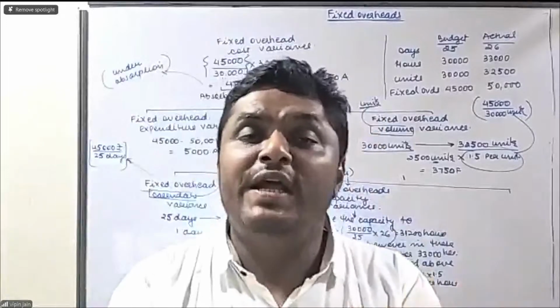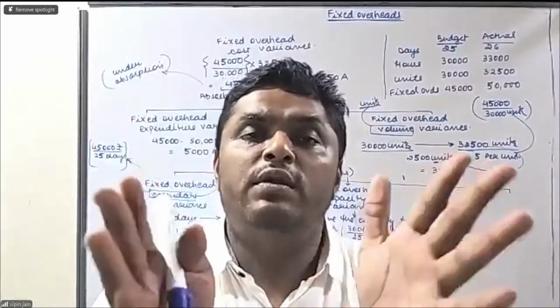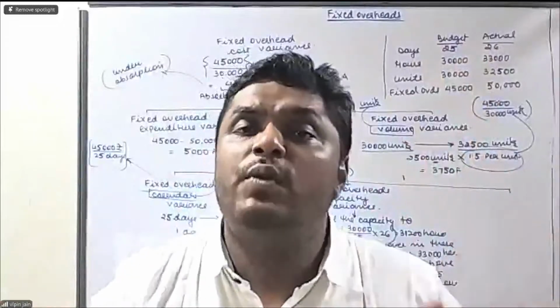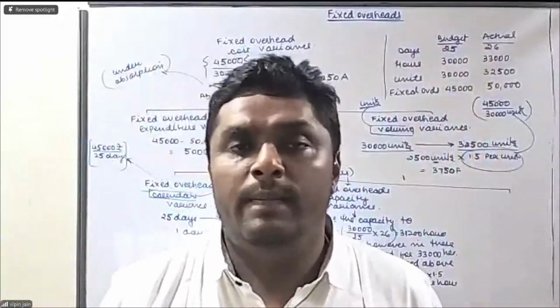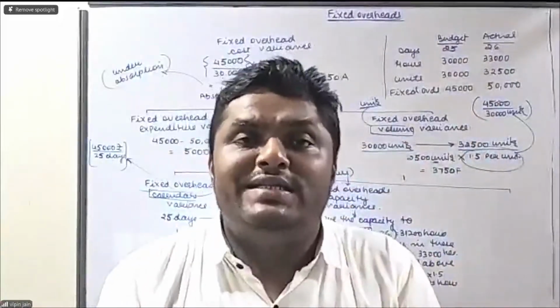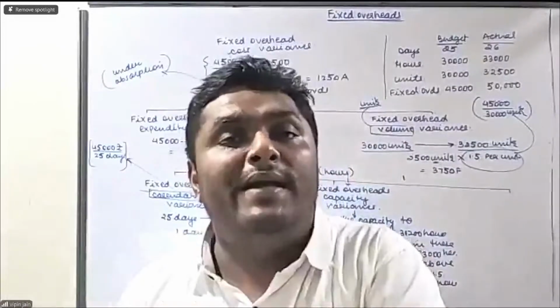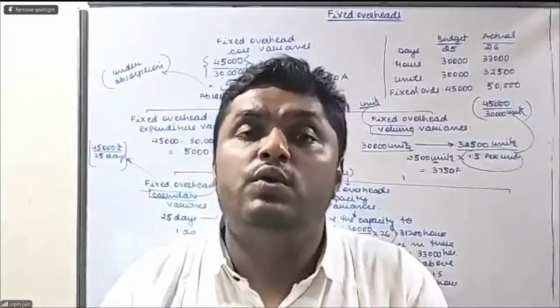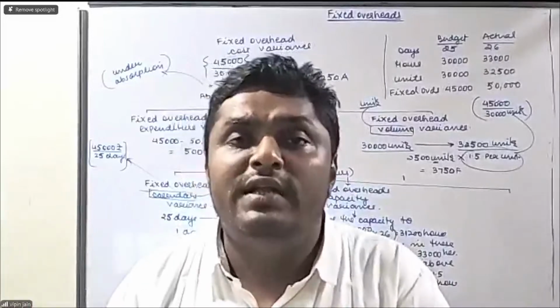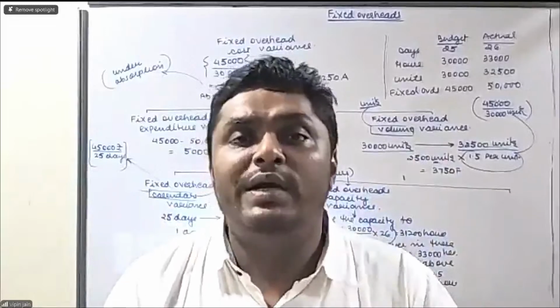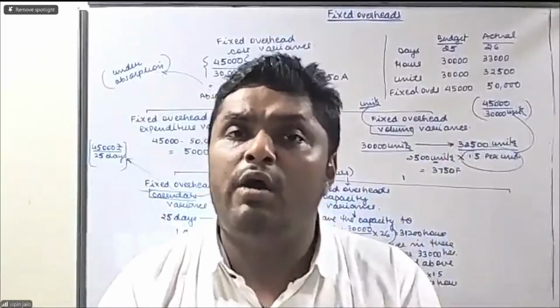We have the capacity to work for 30,000 hours in 25 days. So in 26 days, how much was our capacity? 31,200. Now in these 26 days, did we work 31,200? No, we worked above our capacity. Instead of 31,200 hours, we worked for 33,000 hours. That is 1,800 hours we worked extra in these 26 days. It means we worked above our capacity.